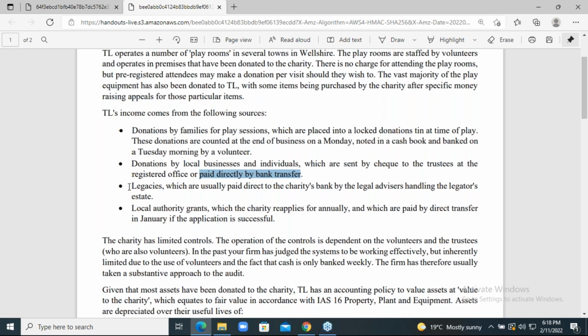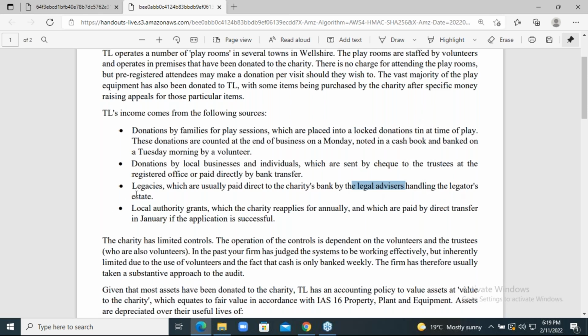As far as legacies are concerned, what are legacies? Legacies are properties that are named in the name of, or given under the right of, a charity to receive the benefits from that property. They are usually paid directly to the charity's bank by the legal advisor. As you have memorized the generic procedures, you should be aware that in the case of a legal advisor, you should read correspondence from the legal advisor. You can inspect the correspondence of the legal advisor and see the legacies that have been banked that year.